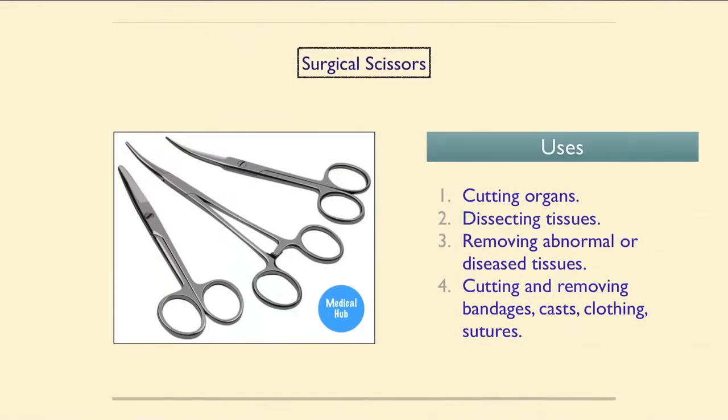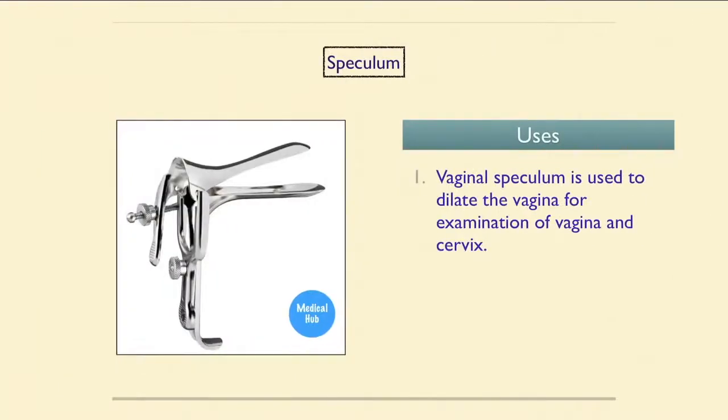Next, these are surgical scissors. So these are used for cutting organs, dissecting tissues, removing abnormal or diseased tissues, cutting and removing bandages, casts, clothing and sutures. Next, this is speculum. So vaginal speculum is used to dilate the vagina for examination of vagina and cervix.